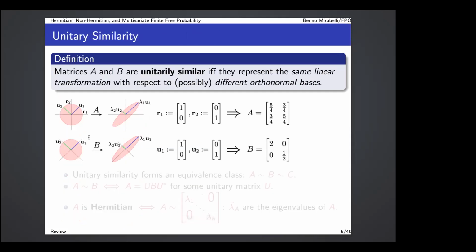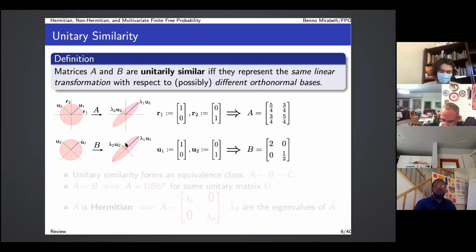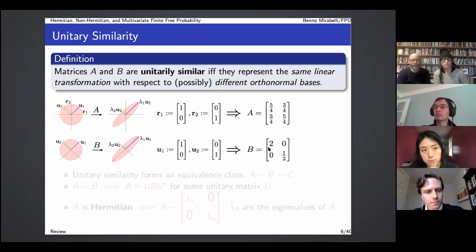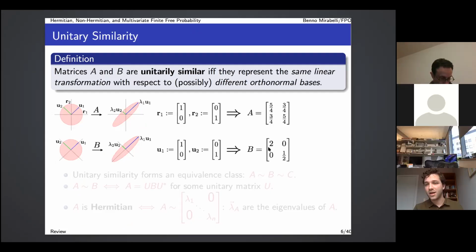But to represent these linear transformations as a matrix, you need to also choose some underlying basis. So in this first example here, I choose the basis R1, R2 perpendicular to your screen, and then I can represent this linear transformation with the matrix A. But if I have the same linear transformation, as you see here, and I choose a different underlying orthonormal basis, like U1, U2, then I can represent this linear transformation with the matrix B. So we say that A and B are unitarily similar matrices if they represent the same underlying linear transformation, only with respect to different orthonormal bases.